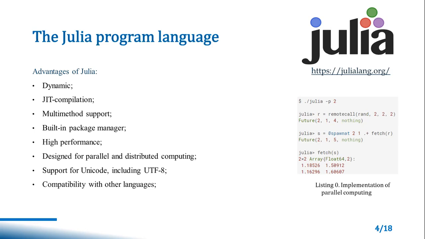Julia syntax is similar to that of other mathematical programming languages, such as MATLAB and Octave. This language is constantly evolving and has many plugin packages. On the screen is a list of advantages of Julia. It's dynamic, has just-in-time compilation, has multi-method support, also has a built-in package manager, is high performance, is designed for parallel and distributed computing, supports Unicode, including UTF-8, and is compatible with other languages.